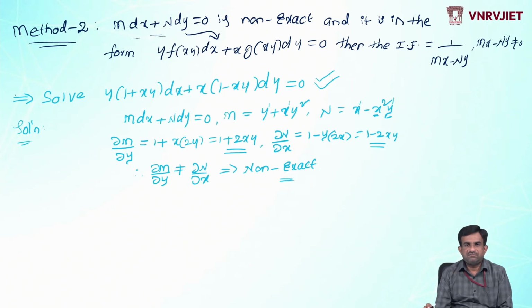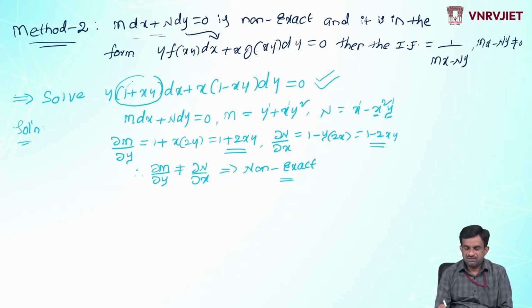Then immediately we have to think that since it is non-homogeneous, we have to go for method 2. Method 2 says: whenever the non-exact differential equation is in the form y into a function of xy dx plus x into a function of xy dy equal to 0. Yes, so this is in the form y into a function of xy. You may ask, there is a 1 plus 1, is that a function of xy? No sir.